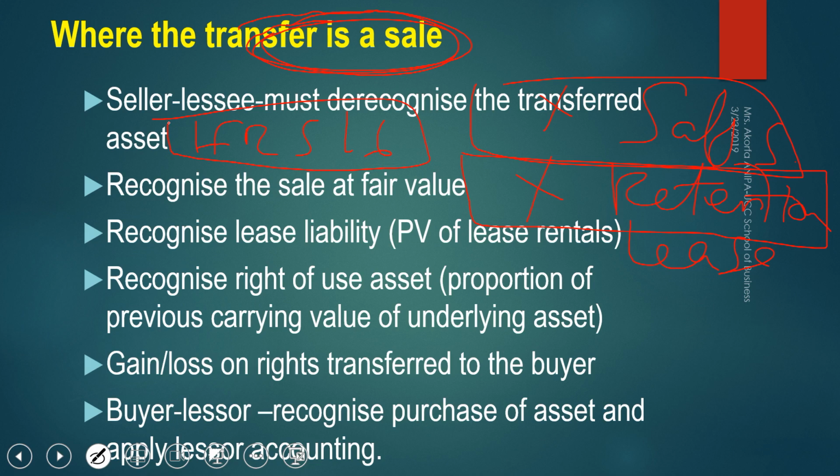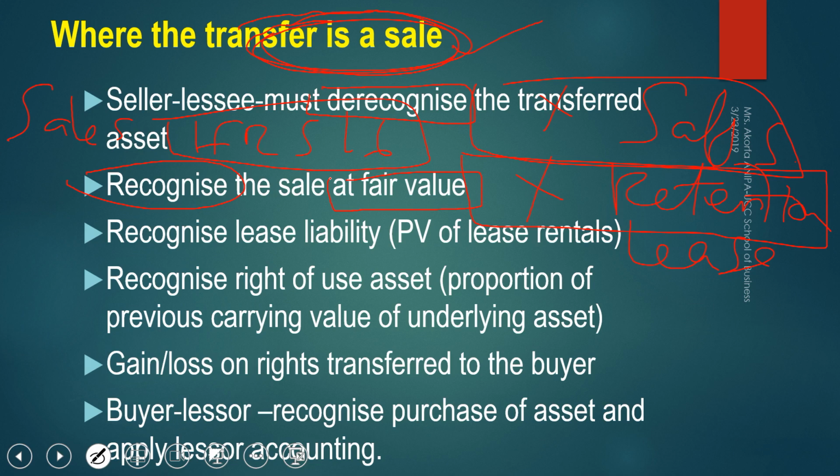Okay, so the seller-lessee must then recognize the transferred asset. The transferred asset will now be the sale. You must de-recognize. So it means you must take the asset out of your books because you have sold it. De-recognition means you are taking it out of the financial statements. When you record the lease, you have to de-recognize an asset. So de-recognize the asset because you have sold it. You have recognized the transfer as a sale, so you must de-recognize it. And then you must recognize the sale at fair value.